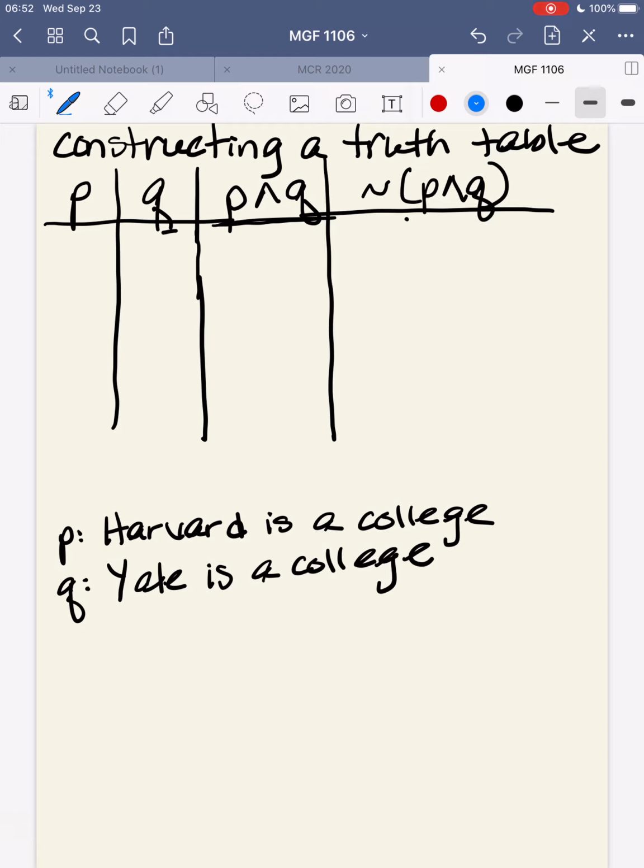Here we're going to go ahead and construct our first truth table. Okay, so when you start with a truth table, you're given here a P, Harvard is a college, and a Q, Yale is a college. So we have a P and a Q. Okay. So my P, 2 trues, 2 falses, a Q, alternating. Okay. And now we have P and Q. Remember, "and" is only true when they're both true. So the only time they're true is at the top where we have a true and a true. So that gives me a true. The rest of these are going to be false.